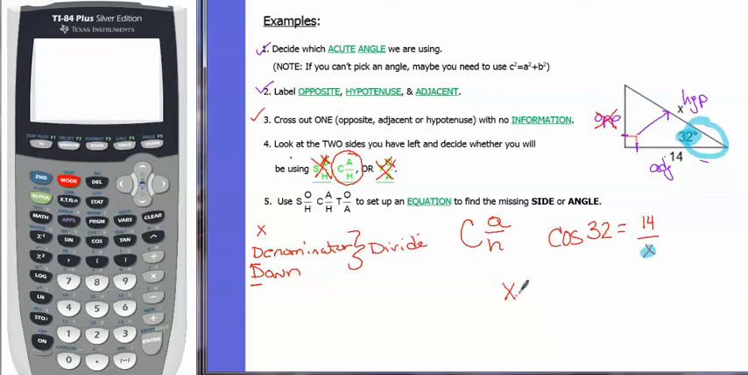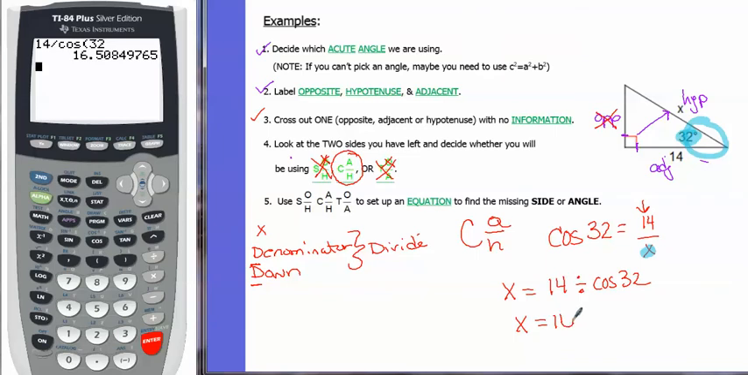So X equals, and I always start with the number in the fraction, 14 divided by cosine of 32. And I'm just going to plug that directly into my calculator. 14 divided by cosine of 32. And what do I have?